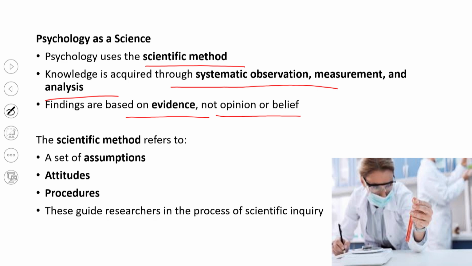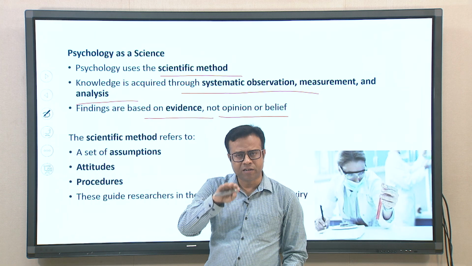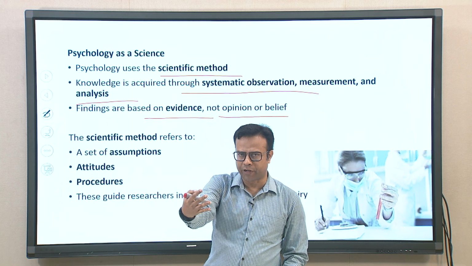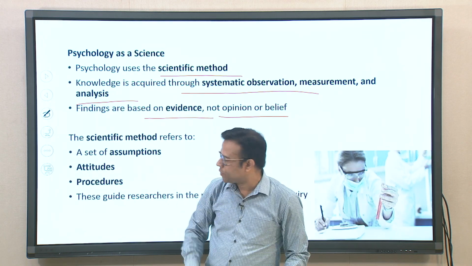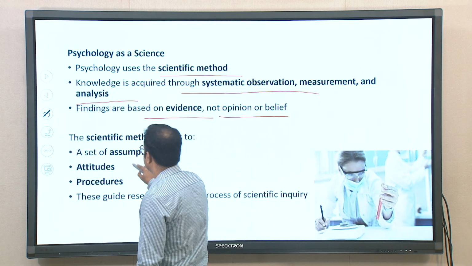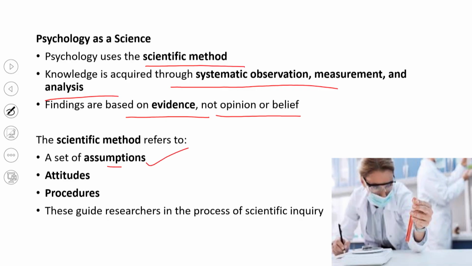Now, science never makes such kind of conclusions. It always makes conclusions based on systematic observation and evidence. So, when we talk about scientific method, we are talking about certain assumptions behind the inquiry that you are doing, or behind the research that you are engaged in. So, scientific method refers to a set of assumptions that we will talk about.